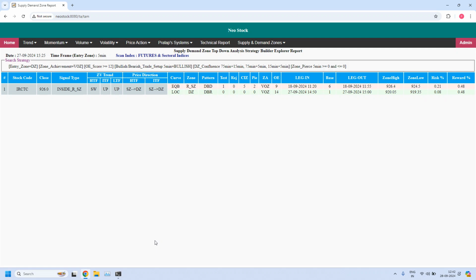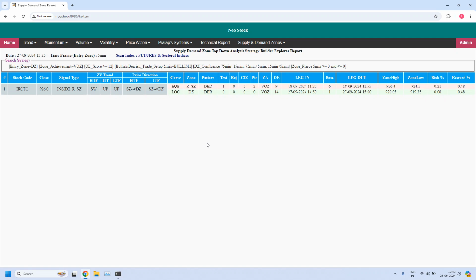I am not looking for EMA confluence because the 75-minute zone is sideways. But in this stock, the 5-minute zone is part of the 15-minute zone, and both together are again part of the 75-minute zone.